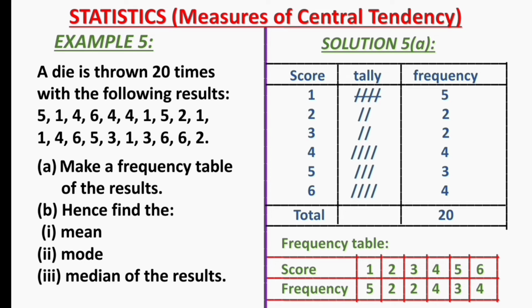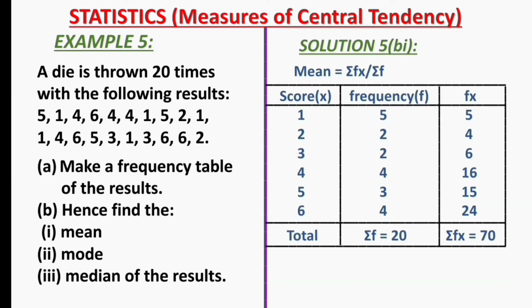Moving on, let's see the solution to question B1, talking about finding the mean. For the solution to question 5B1, the formula for the mean is sigma fx divided by sigma f. Here, x represents the scores, while f represents the frequency. So to get fx, we are going to multiply the corresponding values for f and x.